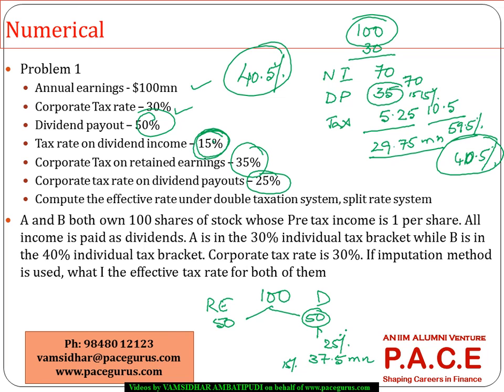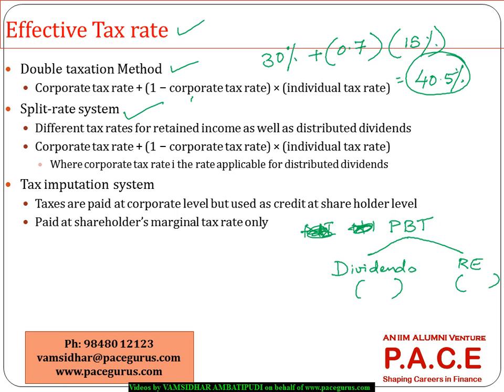So in a way, if I look at the effective tax rate in a split rate system, the formula is still the same: corporate tax rate plus 1 minus corporate tax rate into the individual tax rate. But the only difference being this corporate tax rate I will take as the rate only for the distributed dividends. I will not consider that particular tax rate that is applicable to the retained earnings. I will consider only the tax rate applicable to the distributed dividend.